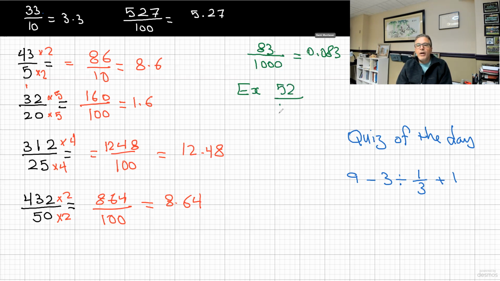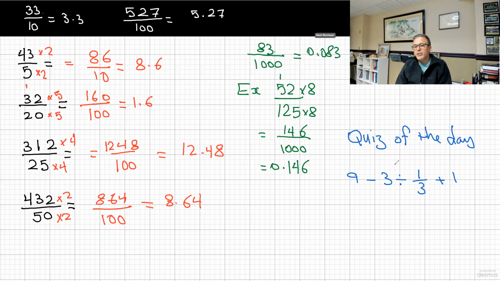Now an example, if you have 52 over 125, then to make 125 into 1,000, you multiply it by 8 and you do the same thing to the top, and that will give me 1,000 on the bottom. And on the top, 8 times 2 is 16, so 6 remainder is 1. 8 times 5 is 40, plus 1 is 41. Now you know the decimal is right here. Move it 3 to the left, and it'll give you 0.146. So that's how you divide by numbers that you could make into hundreds or thousands or tens.